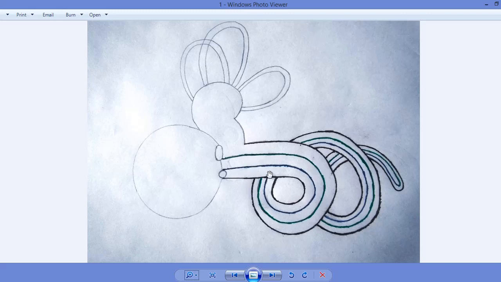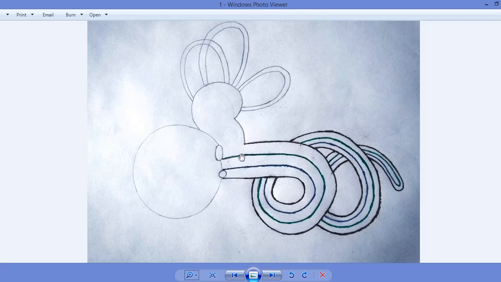So what happens to these pathways? The scala vestibuli is connected with this pathway at the end, as I will show you farther on. This pathway is connected with the scala tympani. The opening through which the scala vestibuli is connected with the scala tympani is called the helicotrema. Helicotrema is the opening which connects the scala vestibuli with the scala tympani.